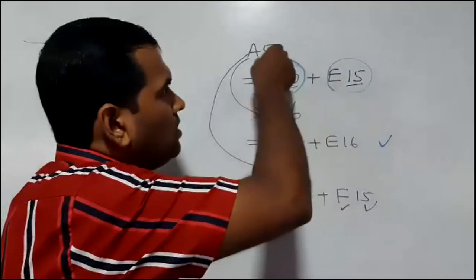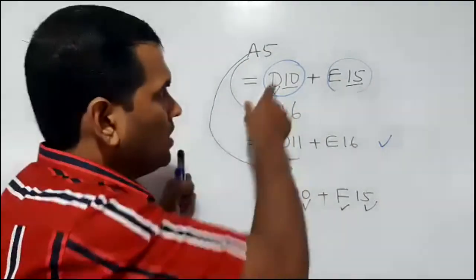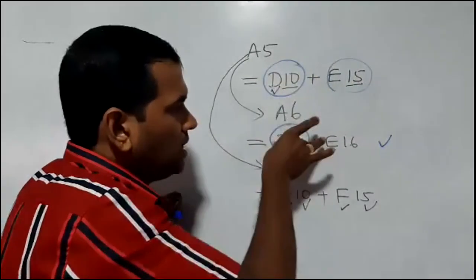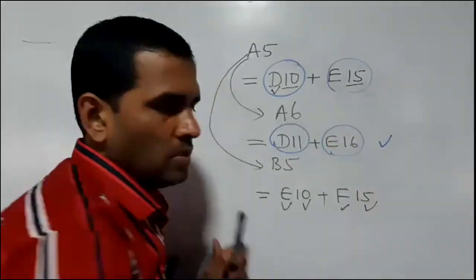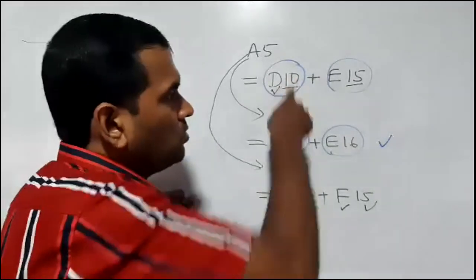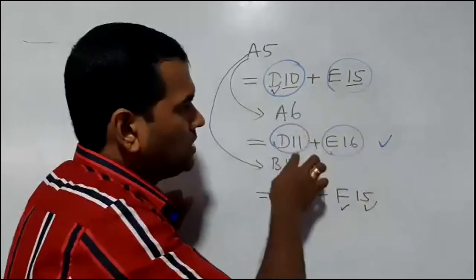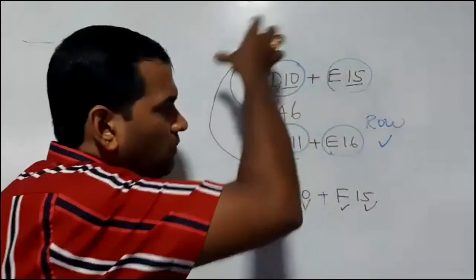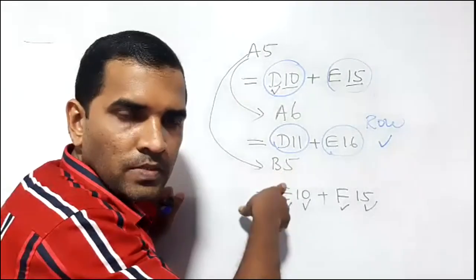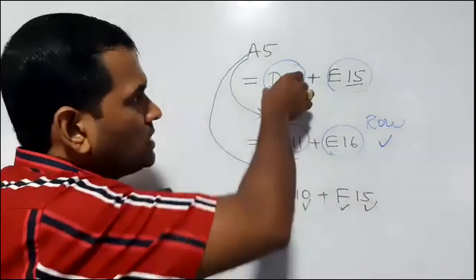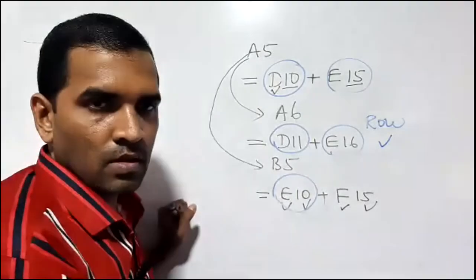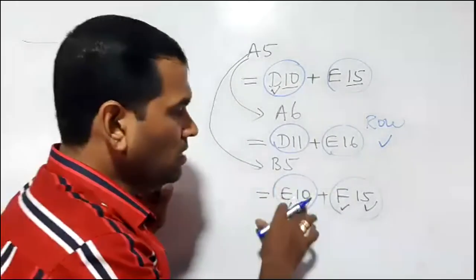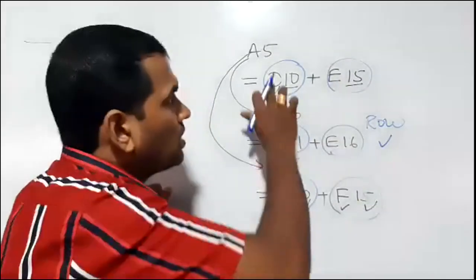Listen to me carefully. When this formula is copied to A6, D10 became D11 and E15 becomes E16. So in this particular instance, the row changes, not the column. Then we copy the same formula to B5, and now D10 becomes E10, E15 becomes F15. So here also we faced a change, but not in the row. Look, the row is the same, but the column changes: D becomes E, E becomes F.